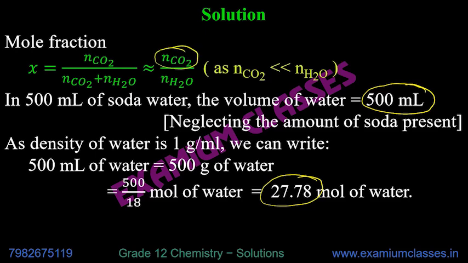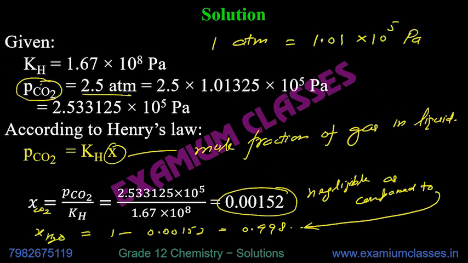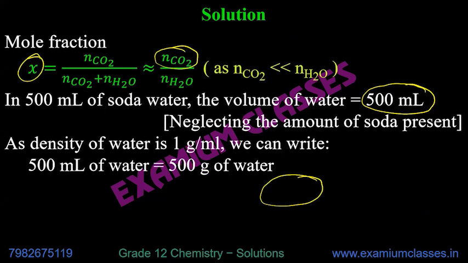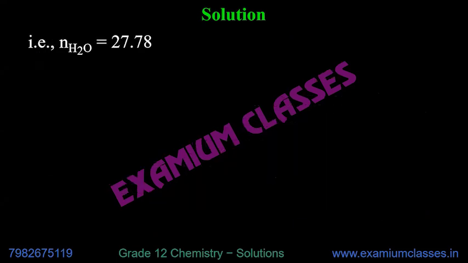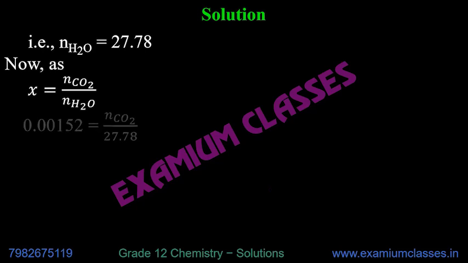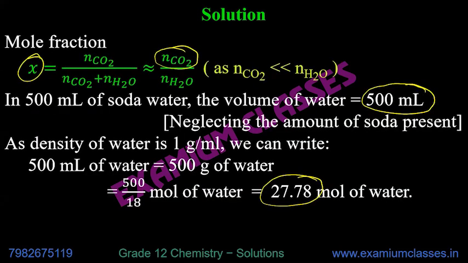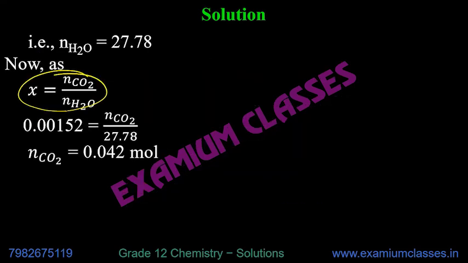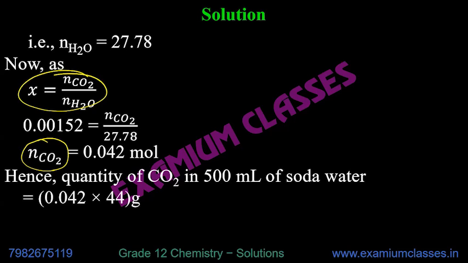Number of moles of carbon dioxide I have to calculate. X I know, I have calculated X here. This I know. Number of moles of water I have calculated. Number of moles of carbon dioxide will be obtained. Substitute here. Okay, substitute here and you get the number of moles of carbon dioxide. The moment you get the number of moles, you can convert it to mass by multiplying it by the molar mass of carbon dioxide.